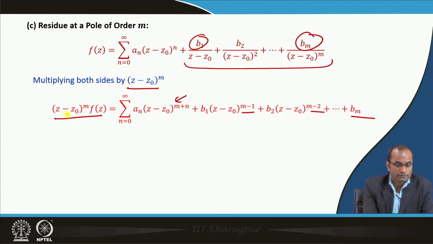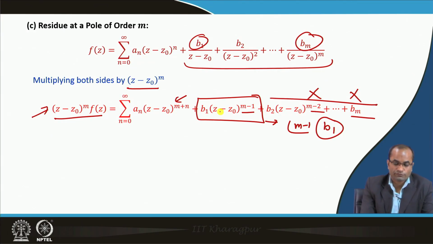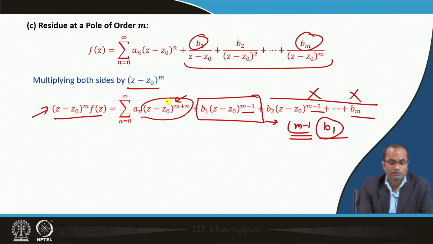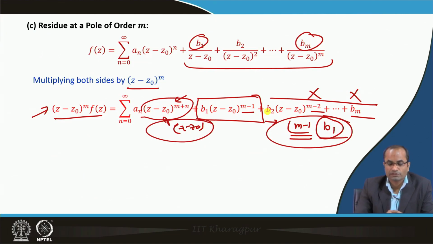And now, if we differentiate this m minus 1 times, all these terms will disappear, and only this term will come as factorial m minus 1 times B 1. All other terms will be 0. Here also we will get some powers of z minus z 0, since it is m plus n, more than m minus 1, but when we take the limit, this portion will become 0, and here we will get just B 1.